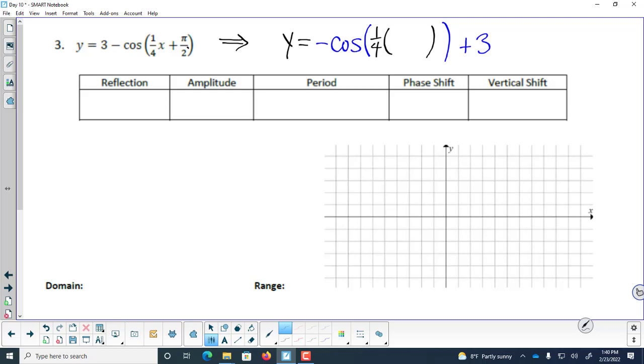So 1/4 x divided by 1/4 is x. Pi over 2 divided by 1/4, multiply by the reciprocal. What do we get? Pi over 2 times 4 over 1, 4 pi over 2. So what does that give us? 2 pi. All right? Plus 2 pi.